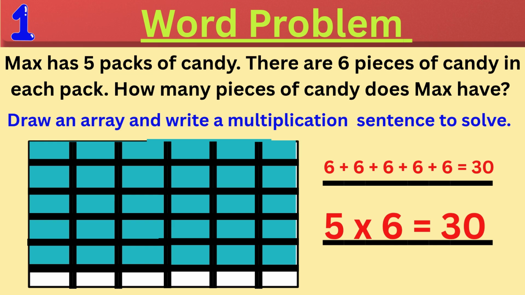Day 2 answers. Number 1, Max has 5 packs of candy. There are 6 pieces of candy in each pack. How many pieces of candy does Max have? Draw an array and write a multiplication sentence to solve. On the array shown, there are 5 rows shaded with 6 equal squares. So the repeated addition sentence is 6 plus 6 plus 6 plus 6 plus 6 equals 30, or 5 times 6 equals 30.